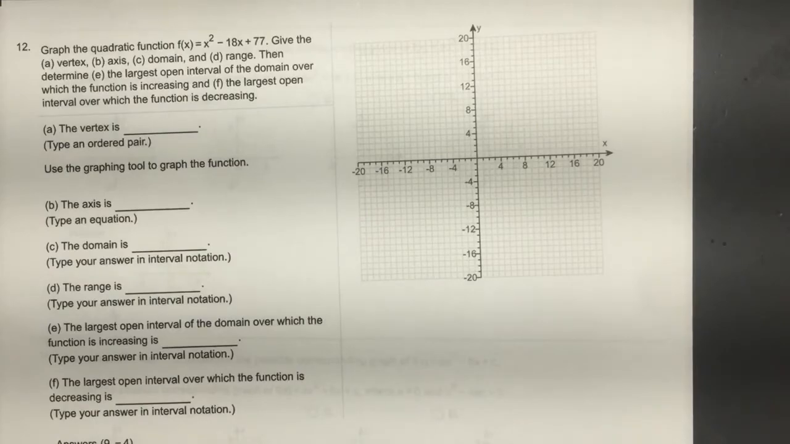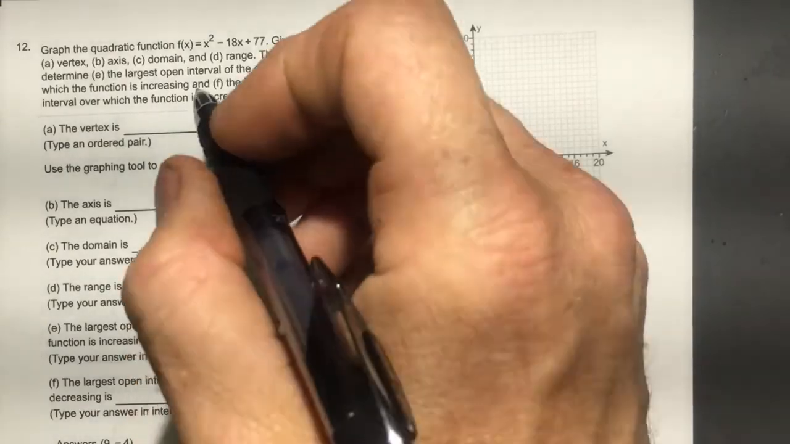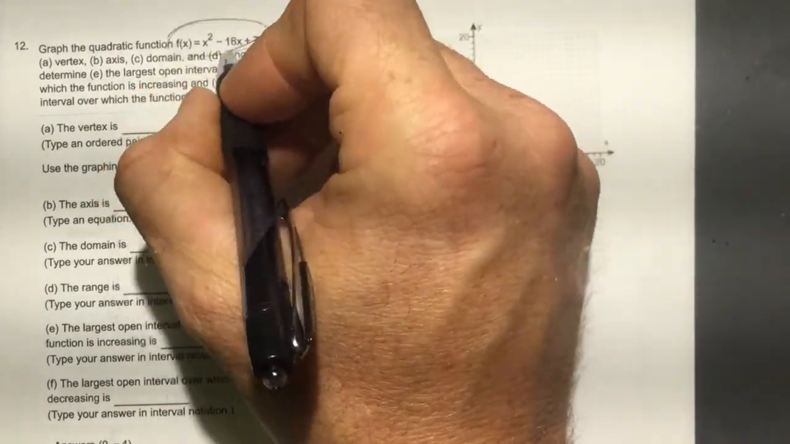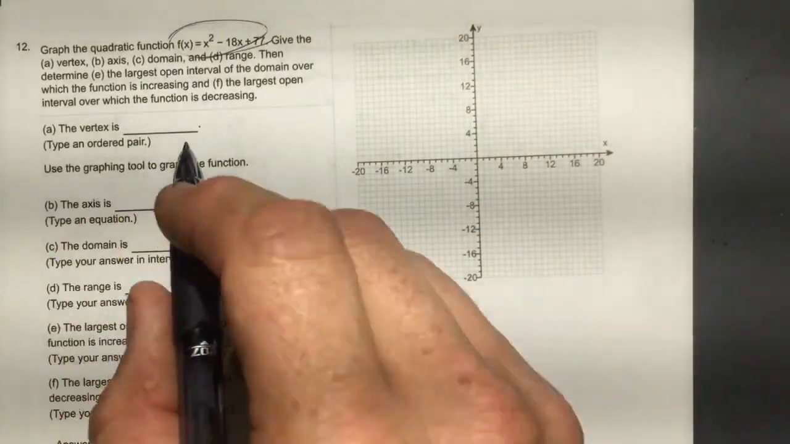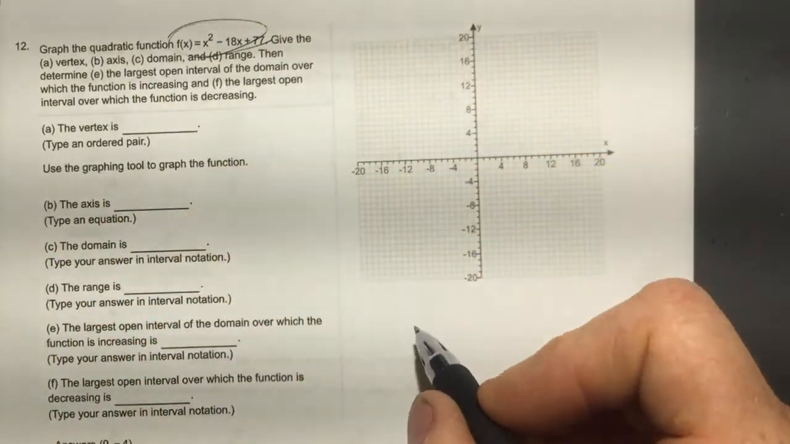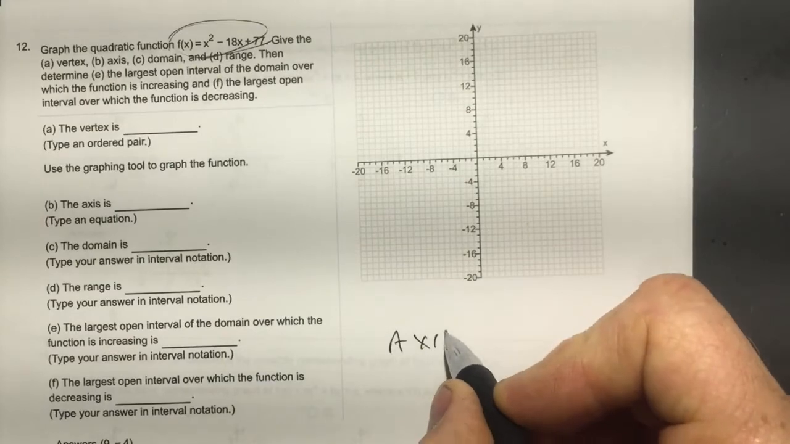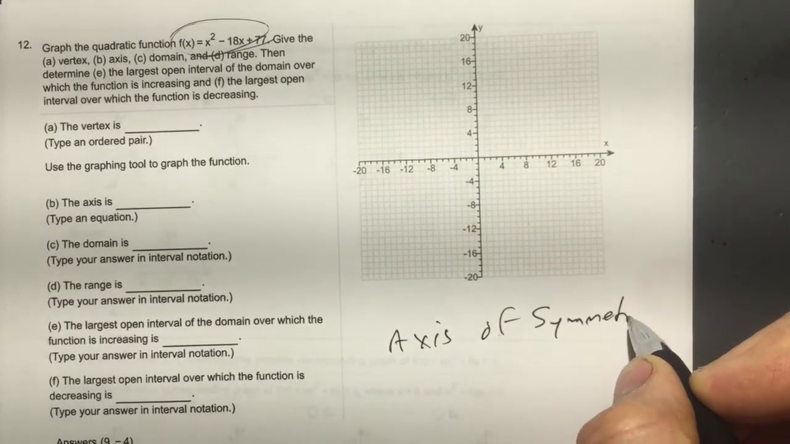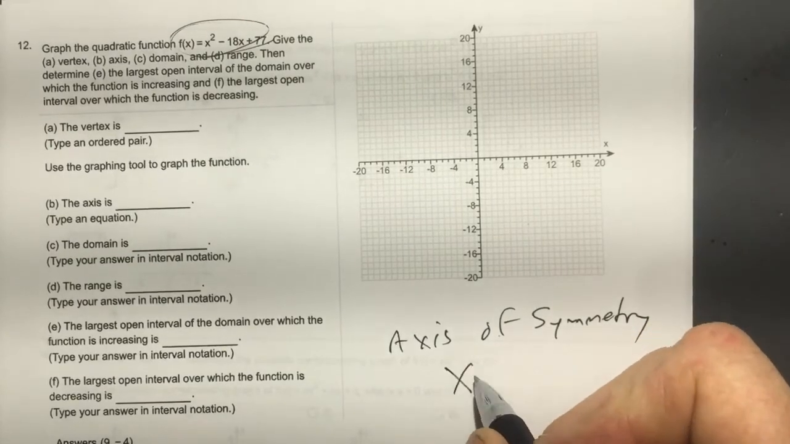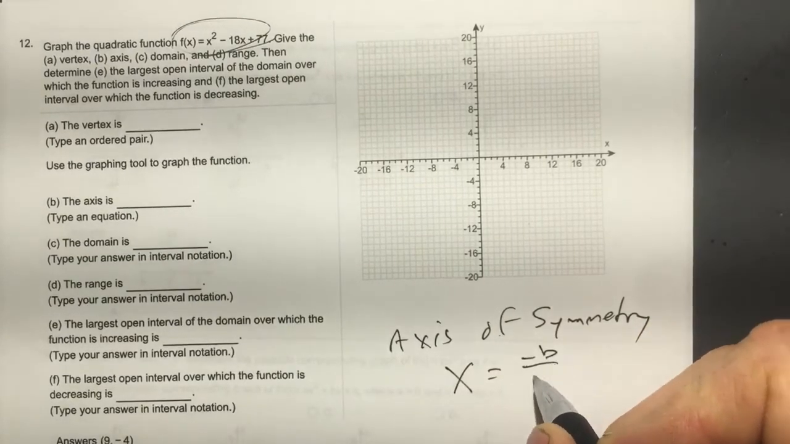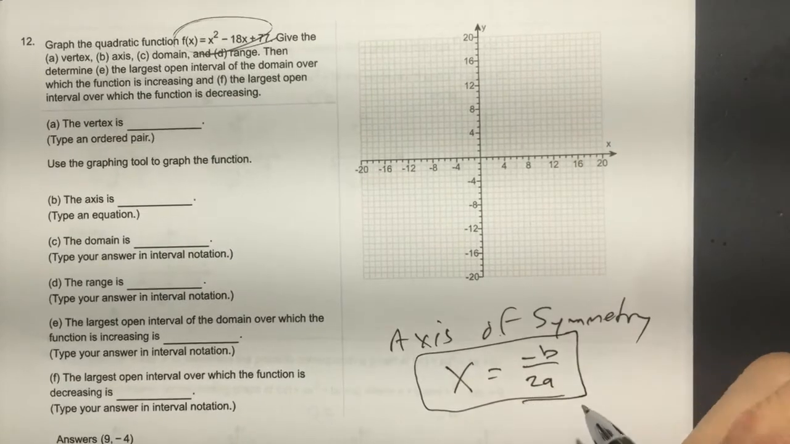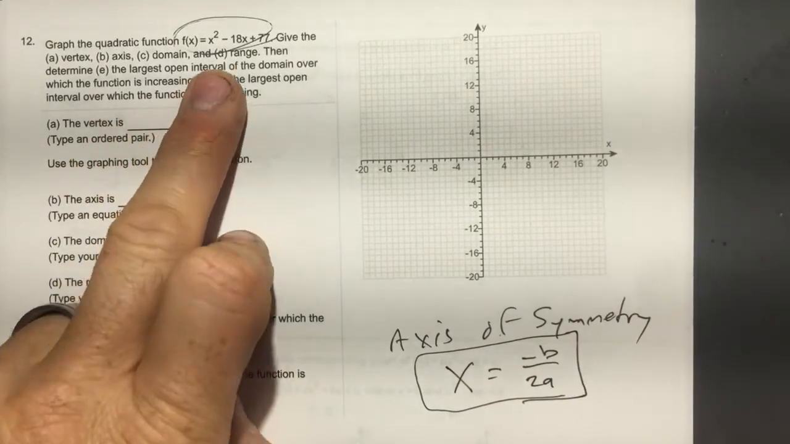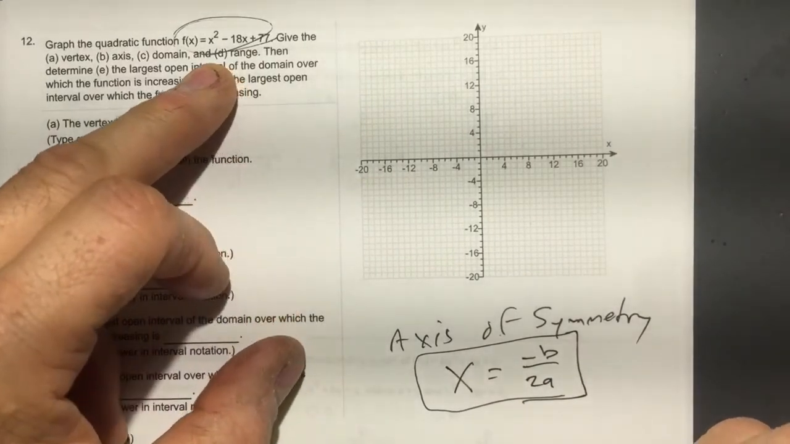All right, so number 12, it's another one that's standard form. It's not vertex form. So we're going to have to do the same thing here. So I'm going to have to do the negative b over 2a. Remember now, the axis of symmetry. You need to know this one. X equals negative b over 2a. This is your axis of symmetry. And we're going to have to do that here, again, because it's not vertex form.